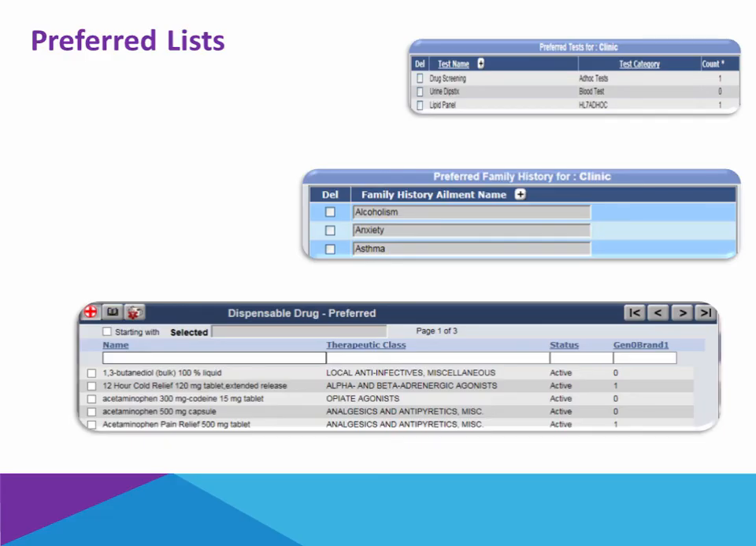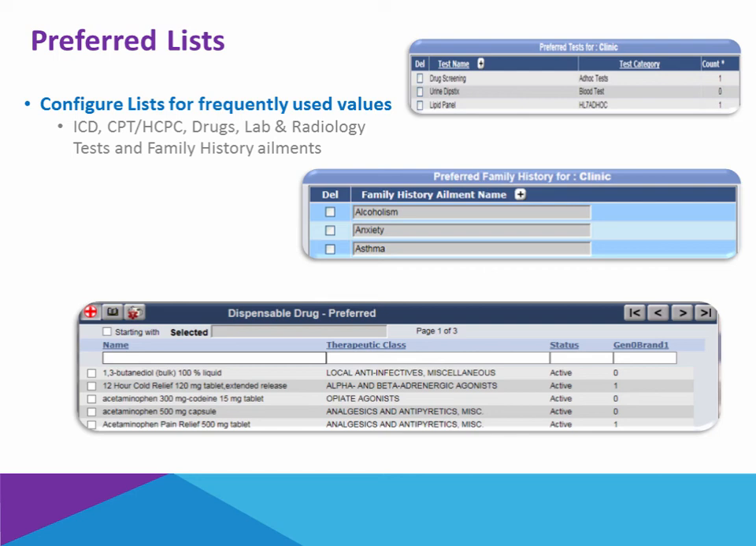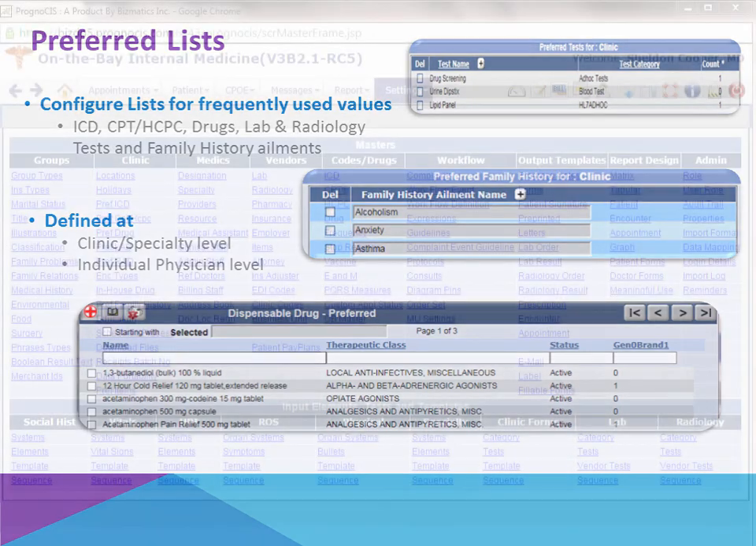A key feature in Prognosis allows you to define preferred lists of frequently used values such as ICD, CPT, HCPC, drugs, lab and radiology tests, and family history ailments. These can be defined at the clinic or specialty level or at an individual physician level and are designed to save time when it comes to documentation and requesting orders during an encounter.